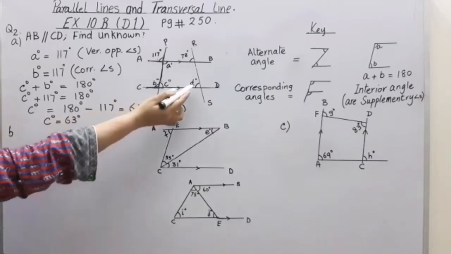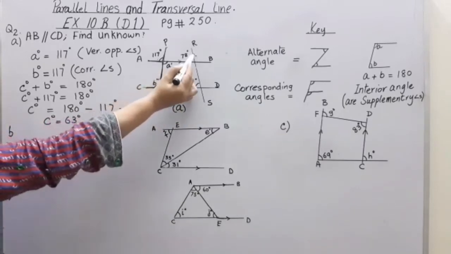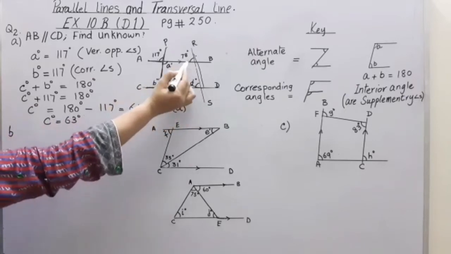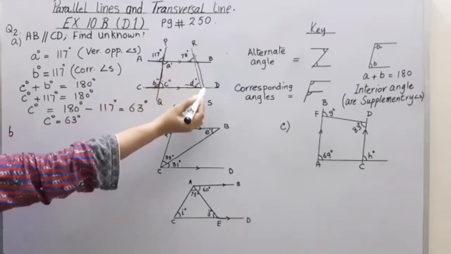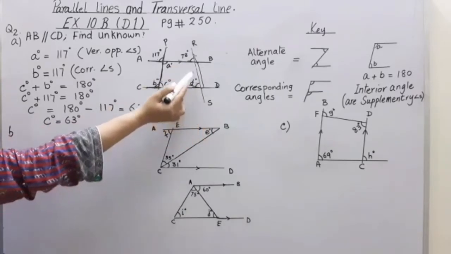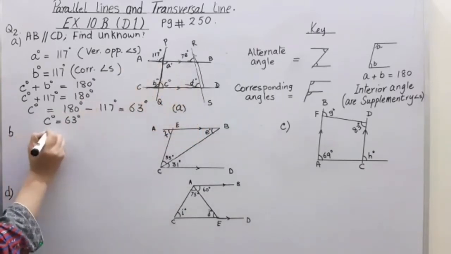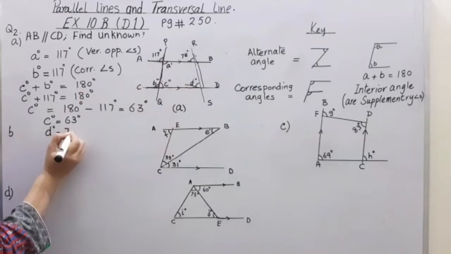And now the last one, this is also an F. You see here, this is also an F. F means corresponding angles, so D is equal to 78. D is equal to 78.